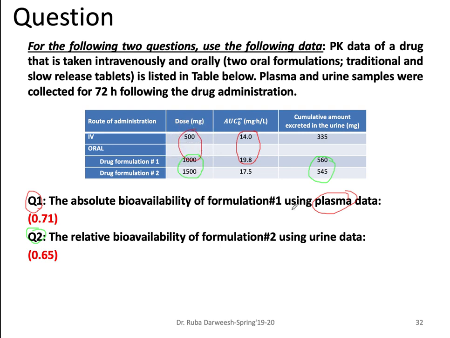Okay? Another point: if you have urine data, you need to make sure that we are talking about enough time for the drug to be excreted in the urine. But as you noticed in this question, I didn't give you the half-life of the drug. So if I didn't give you the half-life, just go with the calculation and do it, unless I tell you there is not enough information to calculate. But if I gave you the half-life, you need to make sure that at least 5 half-lives have passed, so you can use urine data.